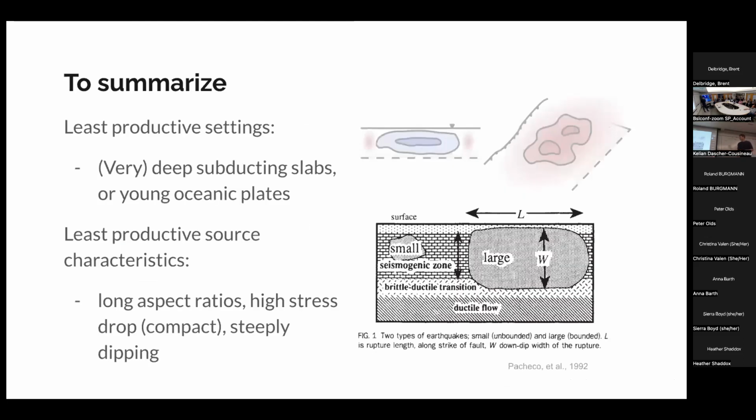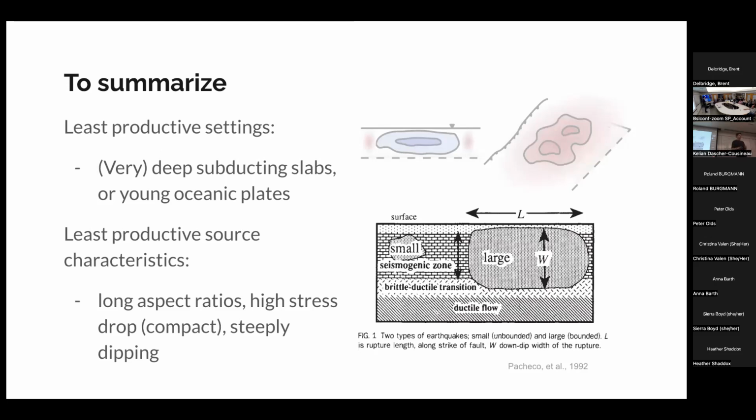To summarize, it seems like the least productive aftershock sequences are hosted in either very deep environments or in very young oceanic lithospheres. In terms of source characteristics, it seems to be very long aspect ratio, high stress drop, so compact ruptures, and steeply dipping faults, so strike-slip faults, that seem to have the least aftershocks.